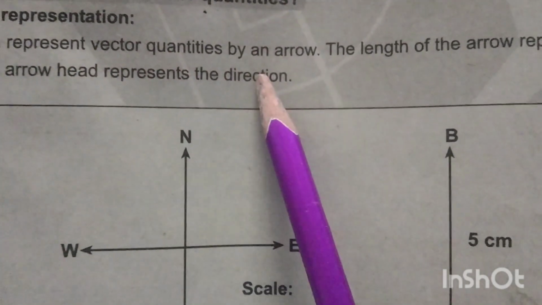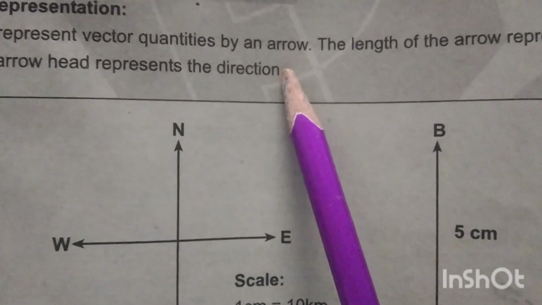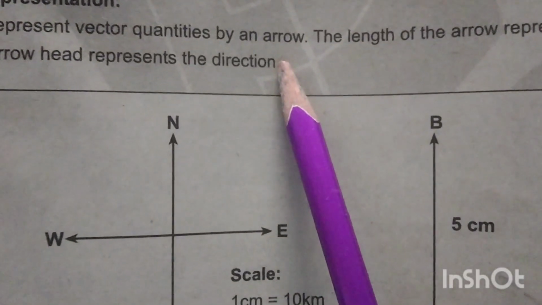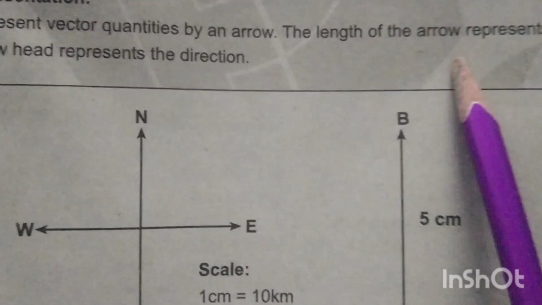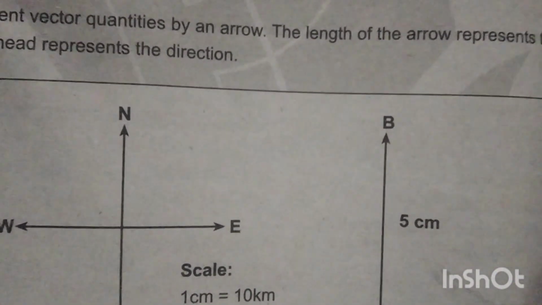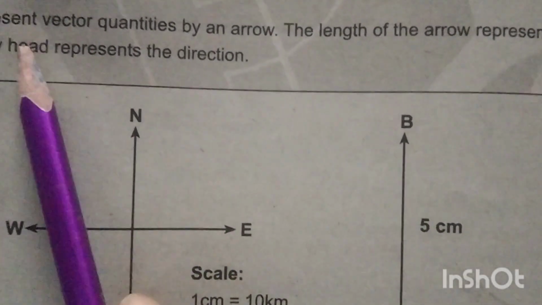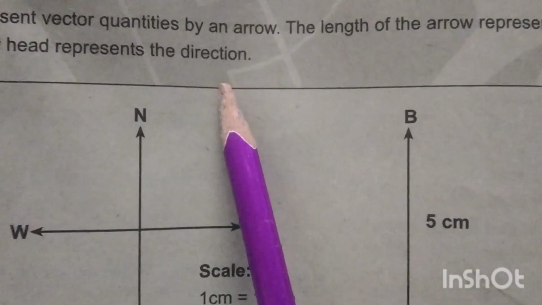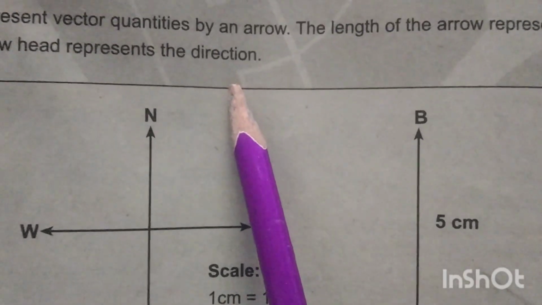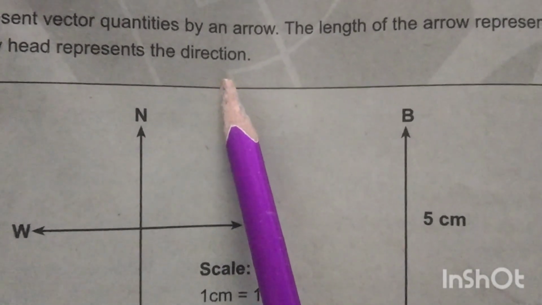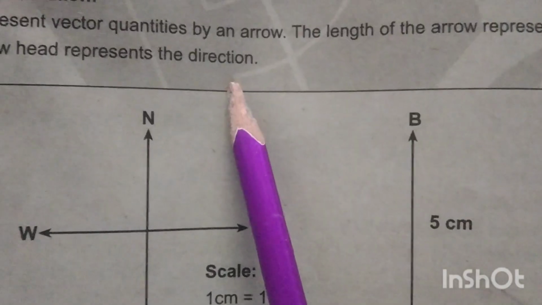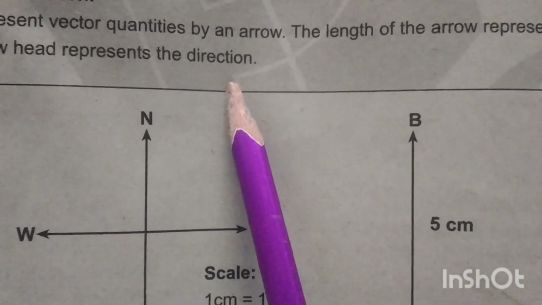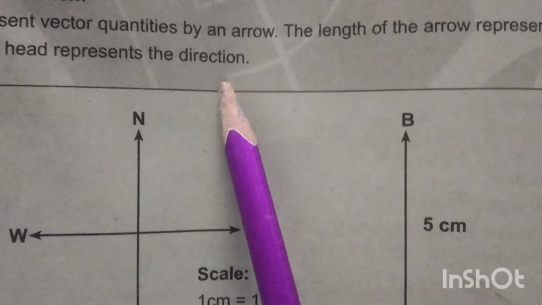We can represent vectors by an arrow. The arrow is very important in a vector. Why? The length of the arrow represents its magnitude, but the head of the arrow always shows the direction. That's why arrow representation is important. With the arrow we can easily find whether a quantity is a scalar or a vector.